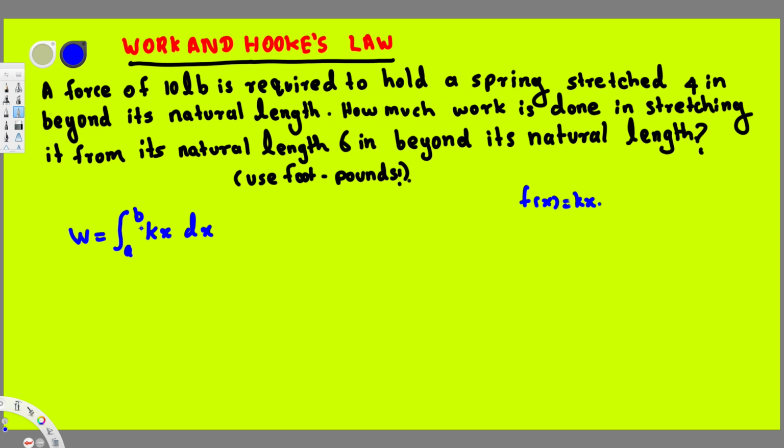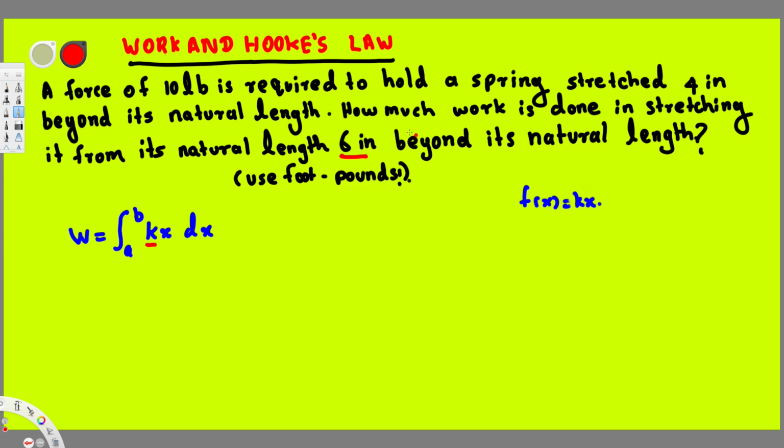Now, in order to do this problem, we have to know the limits of integration, k, that is the spring constant, and the x value. Let's see whether we have all the information available. First, the limits of integration: we use the stretched length. The natural length we always take as 0, and the stretched part is 6 inches. So we have these two pieces of information.